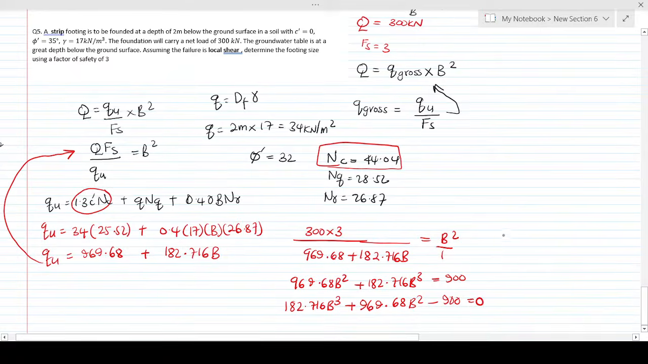When I solve it, I'm going to get three values. B1 is negative, B2 is 0.891, and B3 is also a negative value. And we know that length cannot be negative, so we cancel the negative ones out and keep this. So the width, or the dimension of the foundation, is 0.891 meter by 0.891 meter.